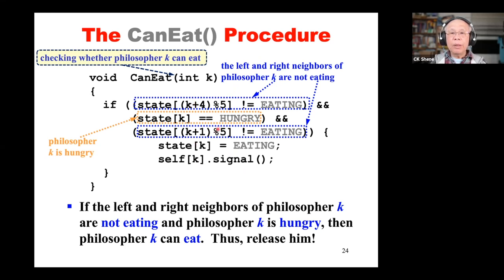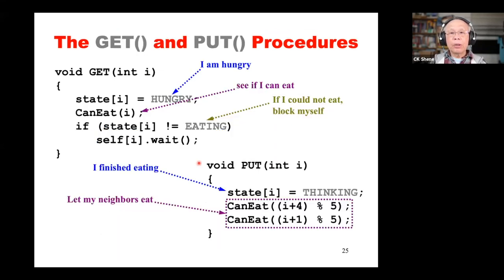So we write a very, very simple function to test for a condition to see whether that condition is met or not. And this function is designed to be a private one, so that outside of the monitor, no thread can use it. So if philosopher K can eat, we make the state of philosopher K eating and signal him, allowing him to start eating. So with this function, the get and the put functions are pretty easy.